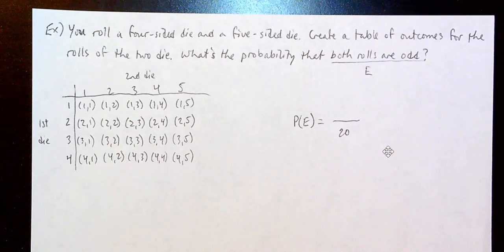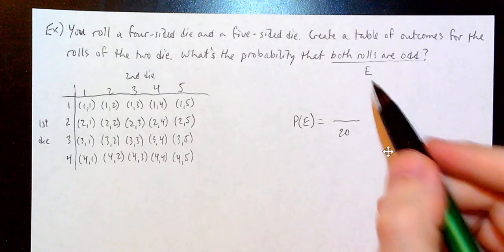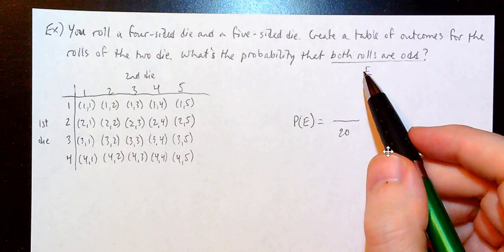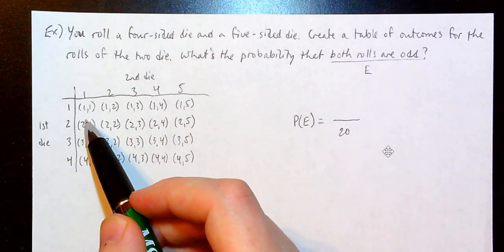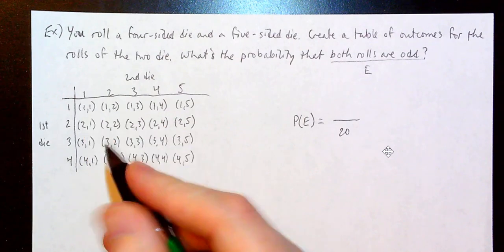So 20 is going on the bottom. The number of outcomes that are in our event E. E is both rolls being odd. So let's just underline all the outcomes that have both numbers in it being odd.